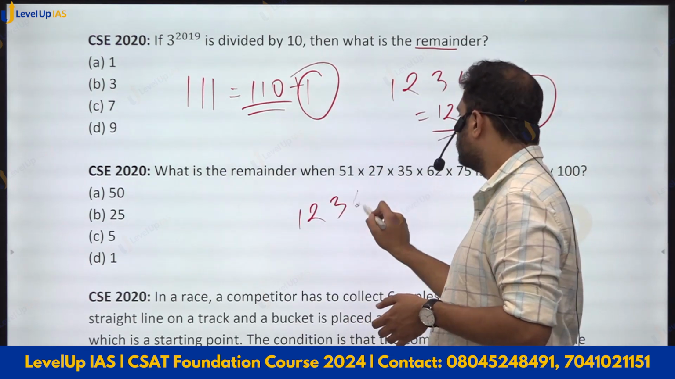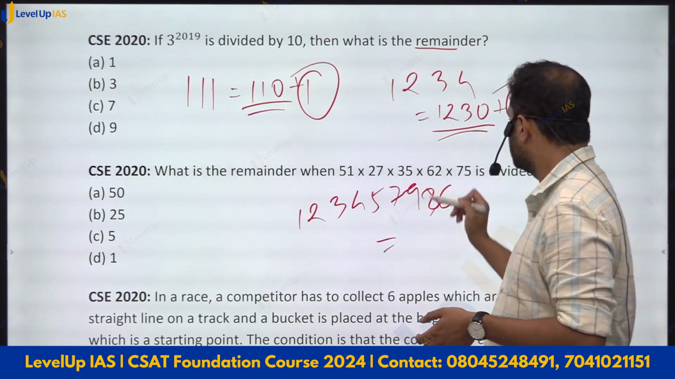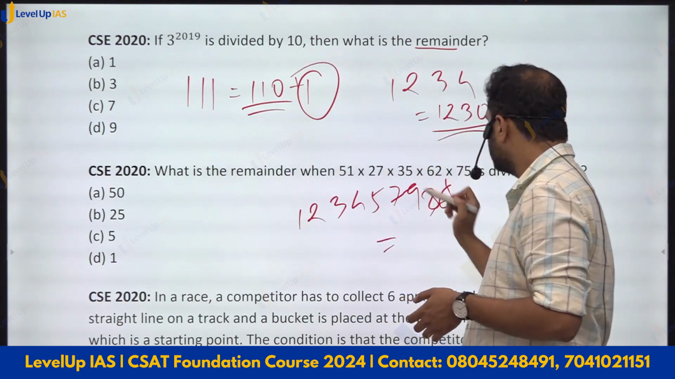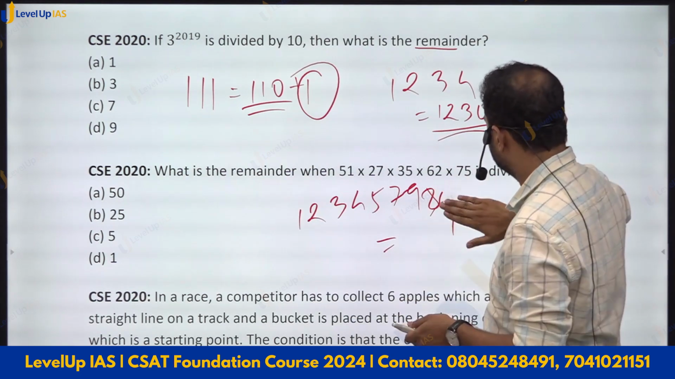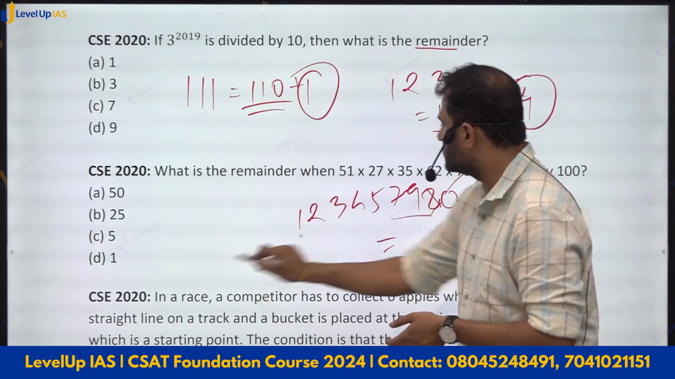Take any number, 1 2 3 4 7 9 8 6, anything. What is this? This is equal to this plus 6, so 6 is the remainder. This number is divisible by 10.